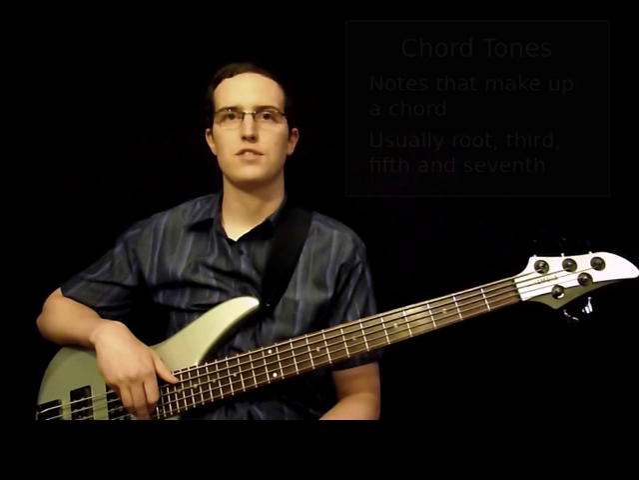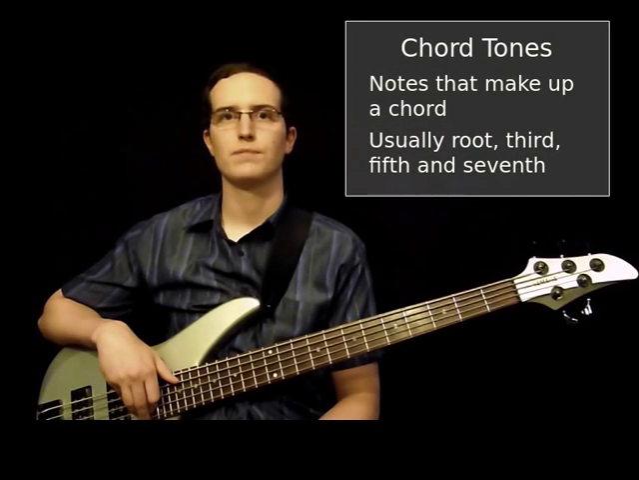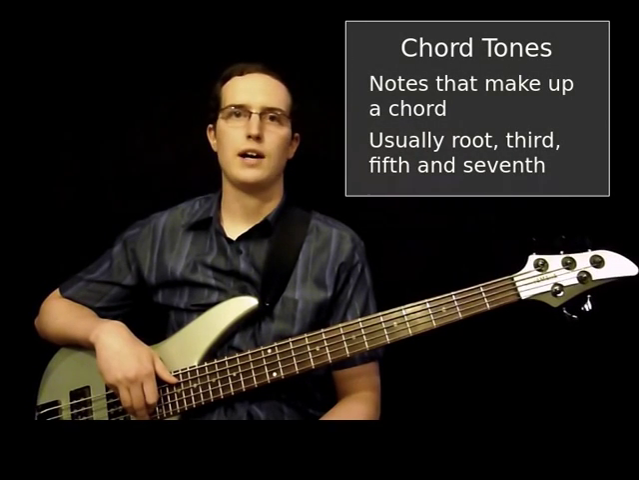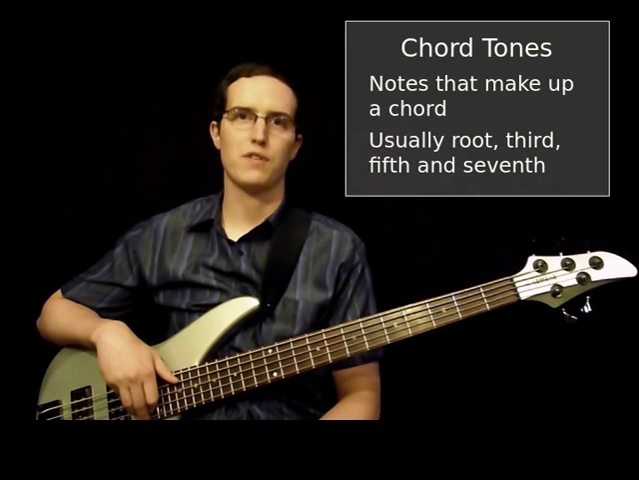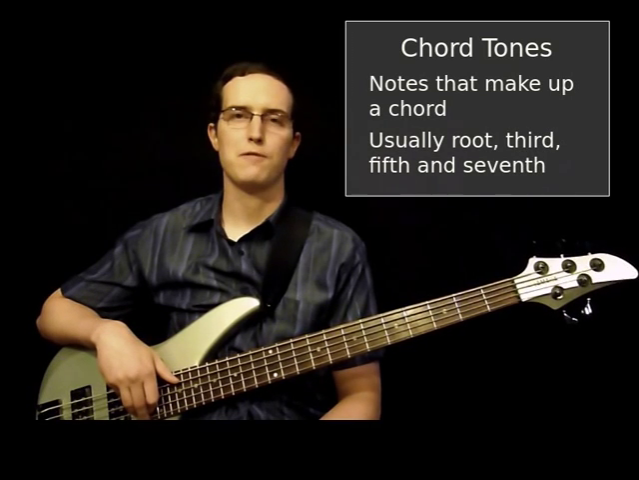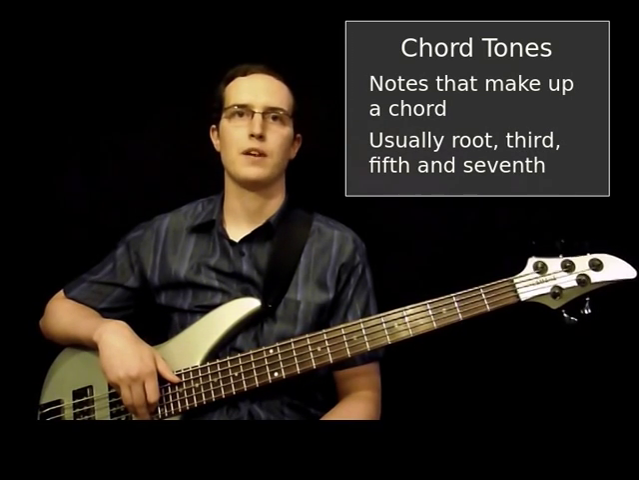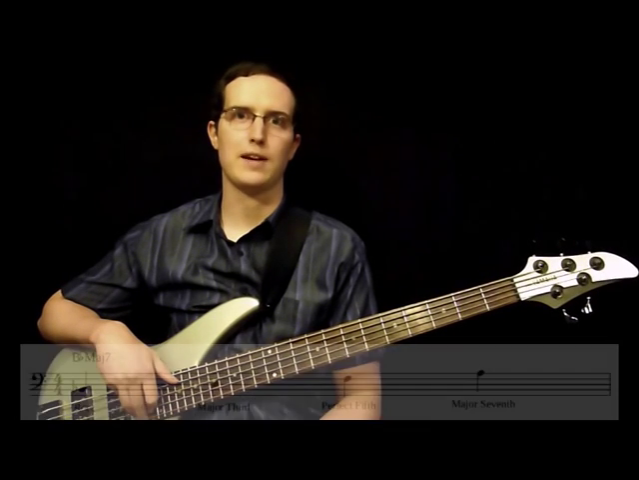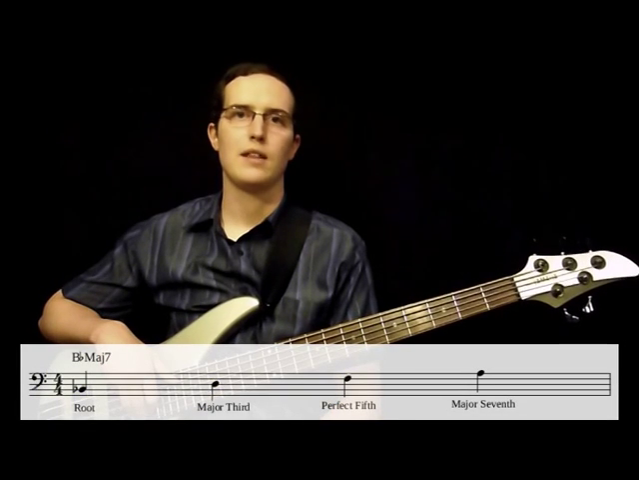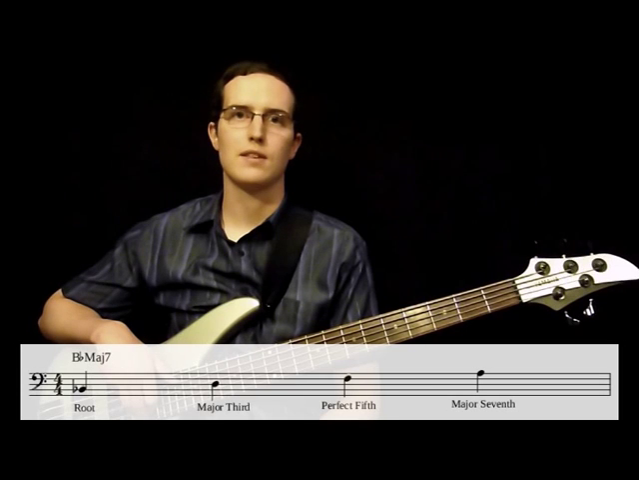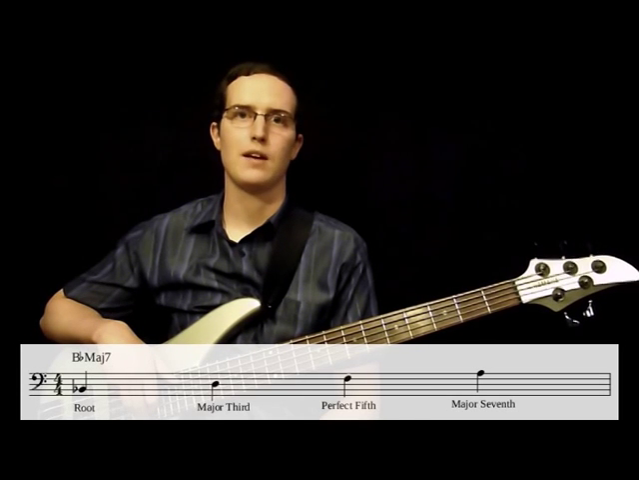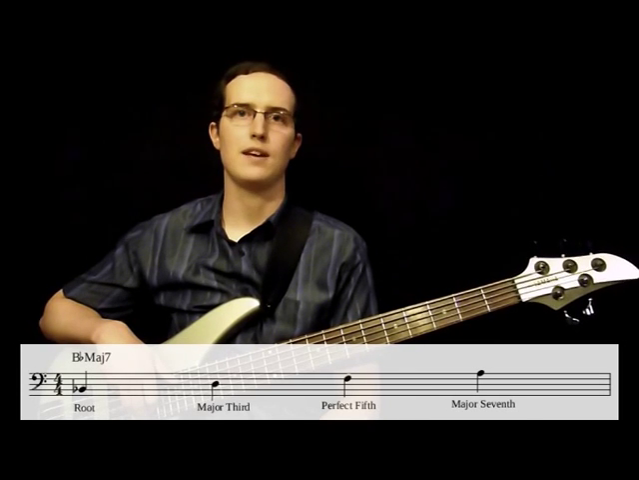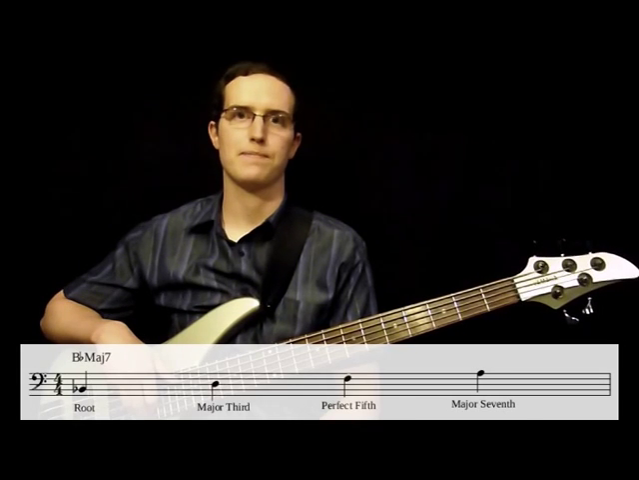Chord tones are the notes that simply make up a chord. Usually these notes are the root, which is the bottom of the chord, the third, the fifth, and the seventh. For example, if we take a B-flat major 7 chord, the B-flat note is the root, the D is the major third, F is the perfect fifth, and A is the major 7th.